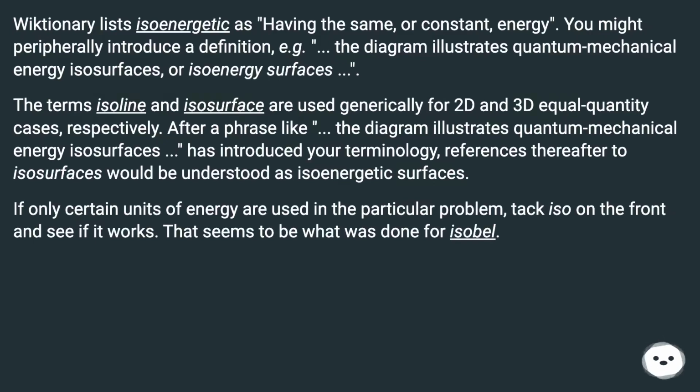Wiktionary lists isoenergetic as having the same or constant energy. You might peripherally introduce a definition, e.g., the diagram illustrates quantum mechanical energy isosurfaces or isoenergy surfaces. The terms isoline and isosurface are used generically for 2D and 3D equal quantity cases, respectively. After a phrase like, the diagram illustrates quantum mechanical energy isosurfaces, has introduced your terminology, references thereafter to isosurfaces would be understood as isoenergetic surfaces.